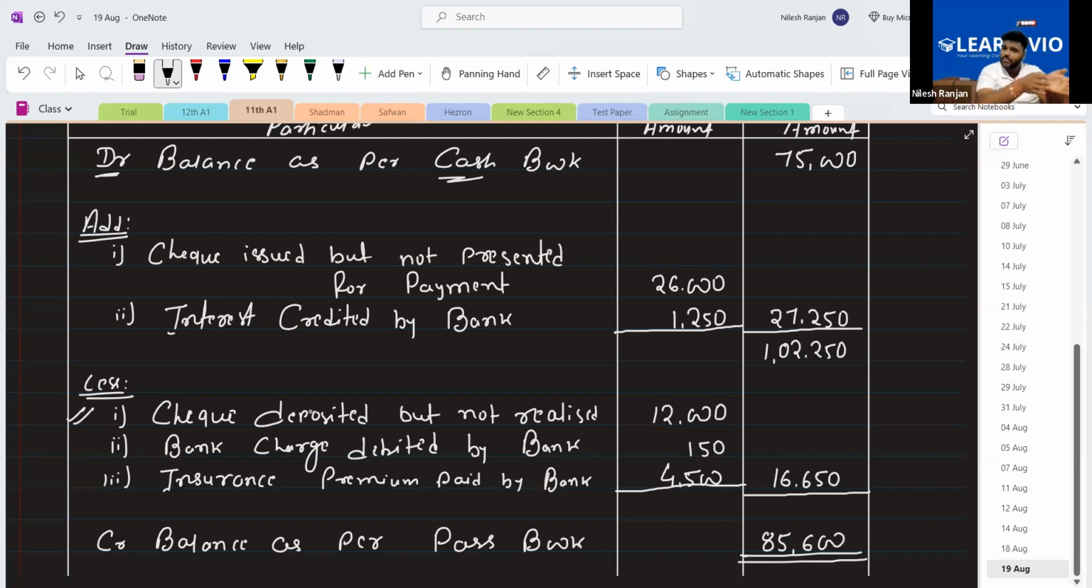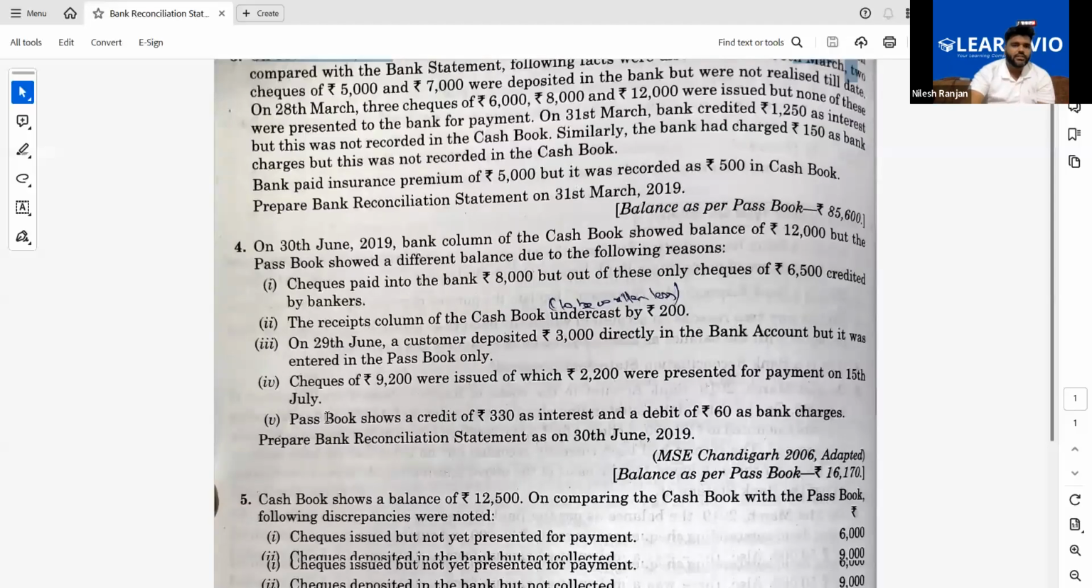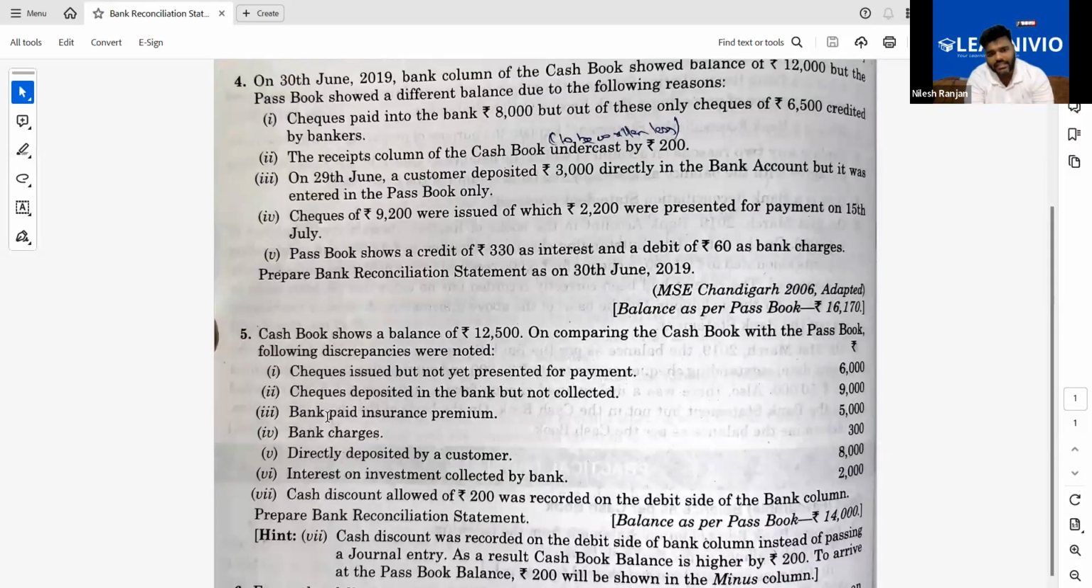You have to do the same in the question also. Like I told you, cash book increased. So we have to decrease the cash book. That's why on the less side. So, I was saying, can you explain the seventh transaction in question number 5?